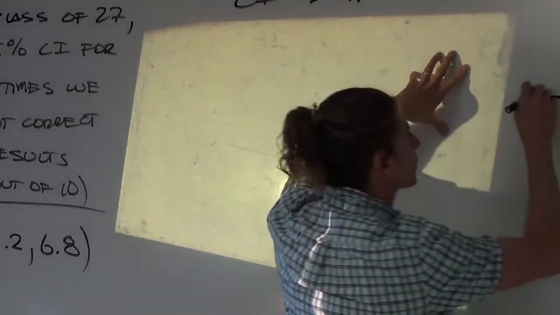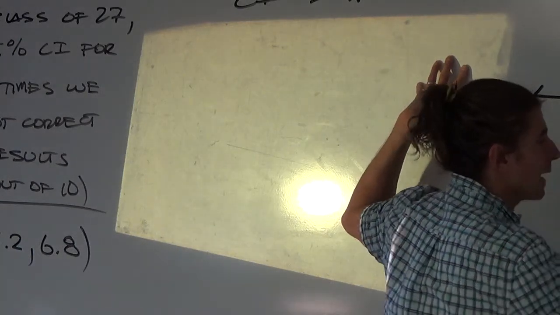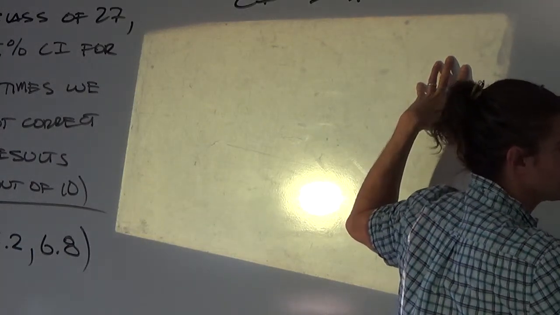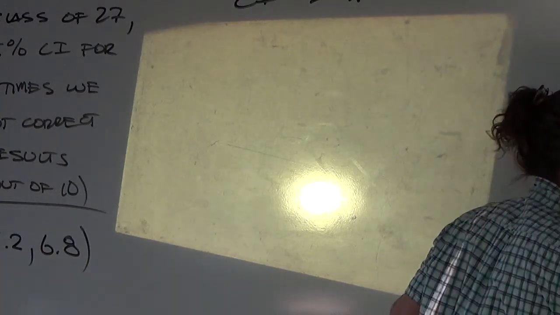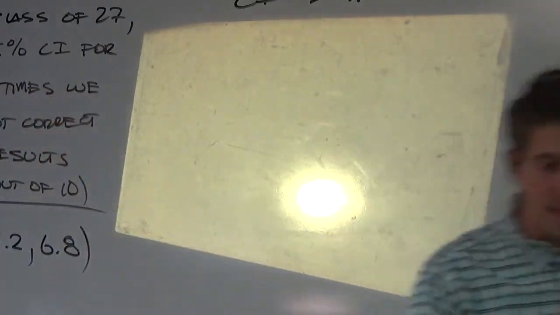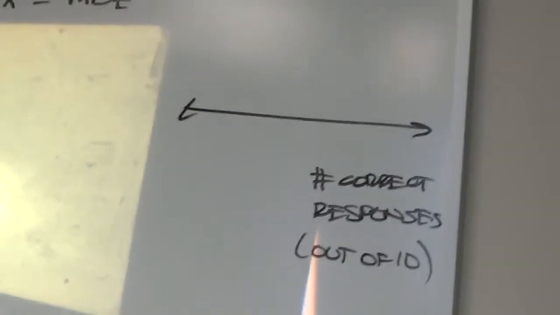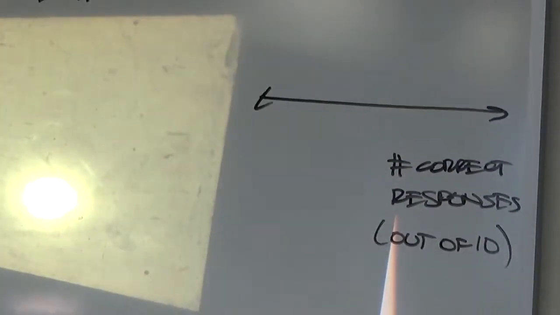Here's the number of correct responses out of 10. Number of correct responses out of 10. I should move the camera so we can see that, because we don't need that big blank screen anymore. There we go. This is actually getting pretty close to what we're doing at the tail end of today, moving into the rest of the course.